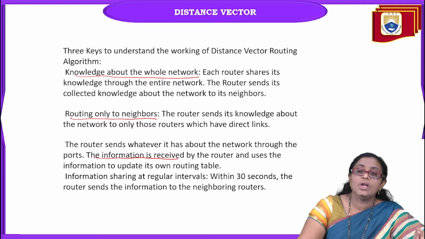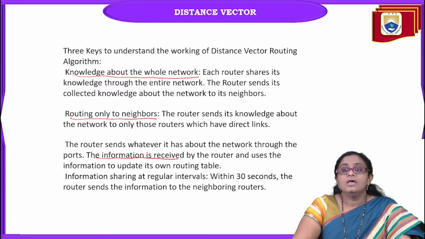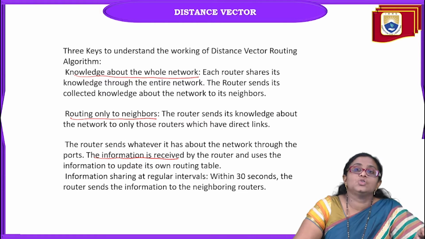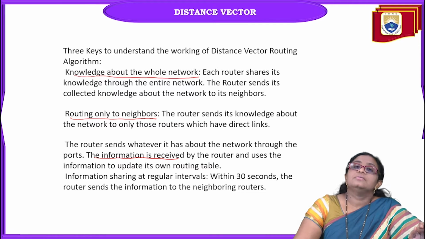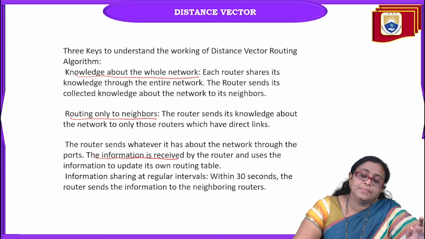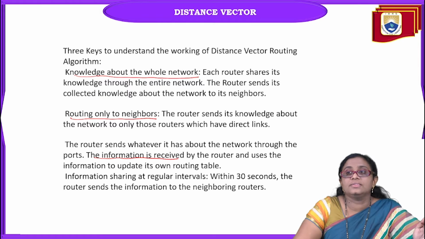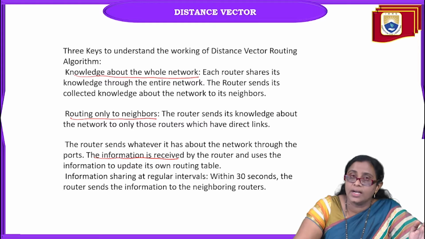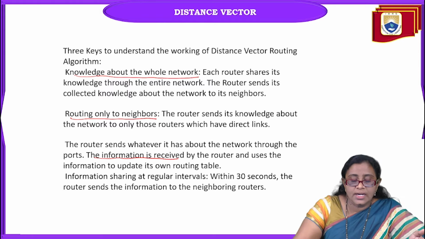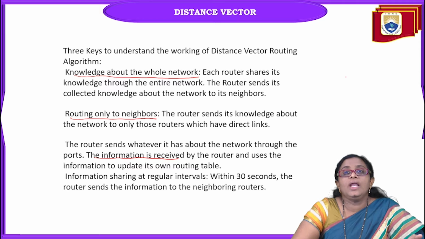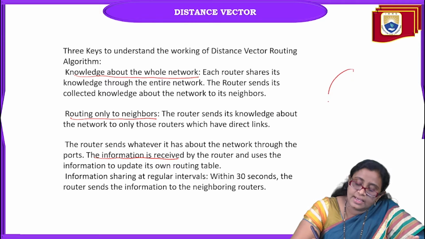The first one is knowledge about the whole network. Each router shares its knowledge through the entire network. The router sends its collected knowledge, that means knowledge of packets or information that can be transmitted through one path about the network, to its neighbors. This is the knowledge about the whole network, meaning each router shares its knowledge throughout the entire network.